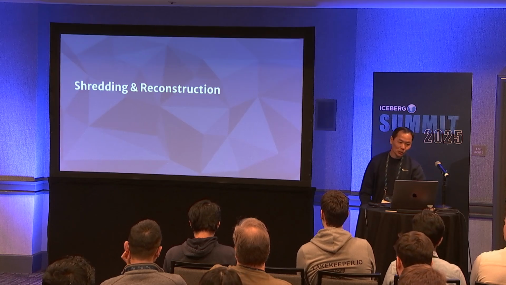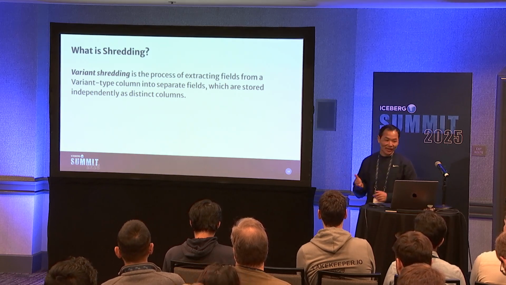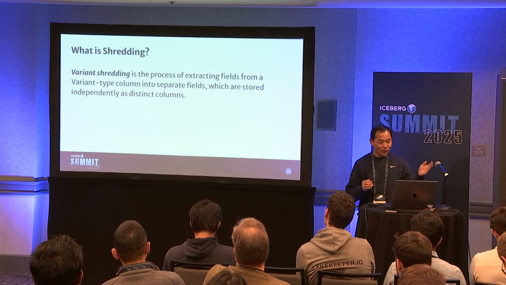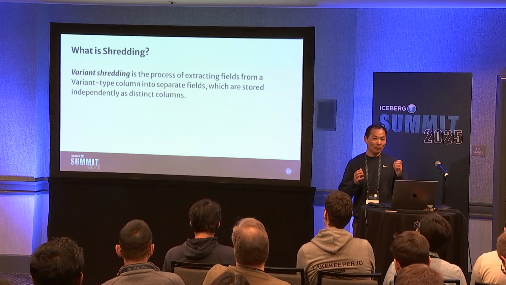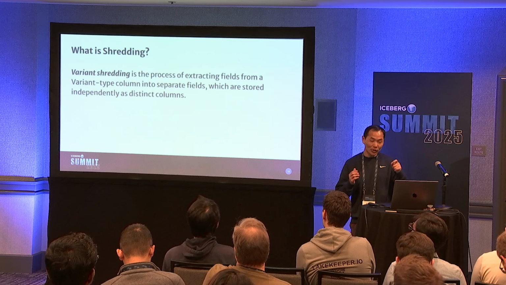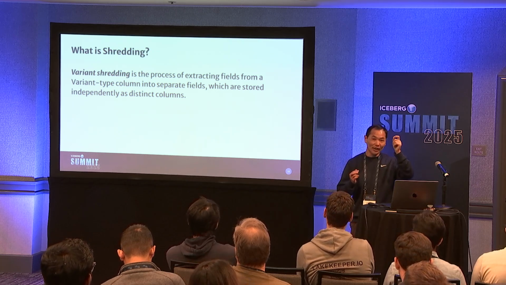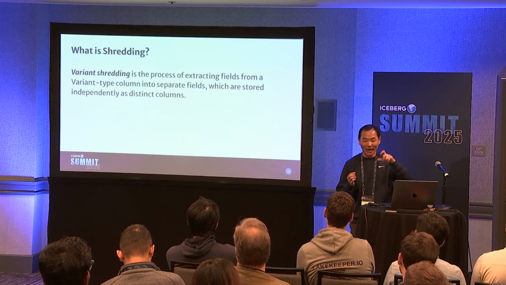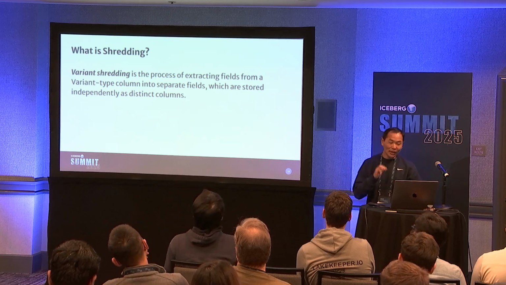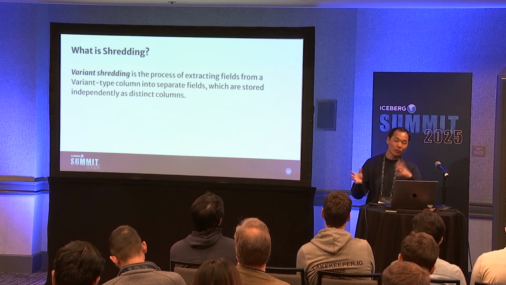Yeah, next is shredding and reconstruction. First, what is shredding for a variant? So far, basically, what we have been talking about is a variant being encoded into a value binary and a metadata binary. That's two binaries. But we can do more optimization. This is more of an optimization.